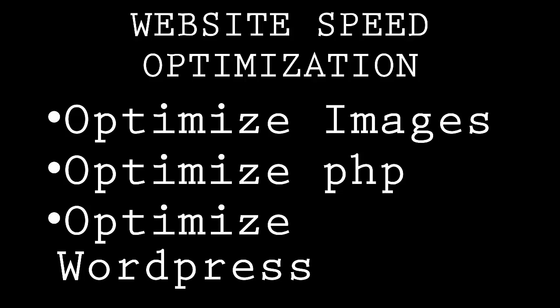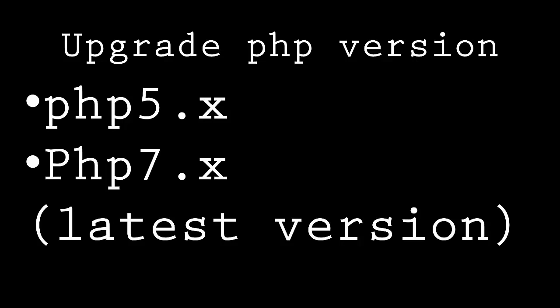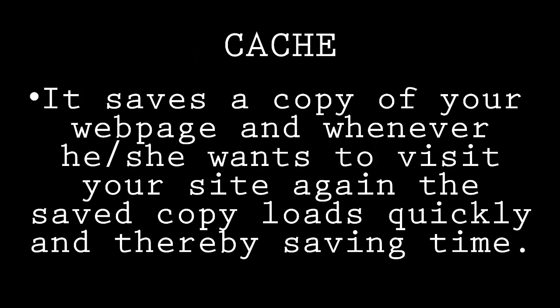There are 3 important things you must do in order to achieve this. You have to optimize images, you have to optimize your PHP, and you have to optimize your WordPress. Most WordPress websites use PHP 5 and you must upgrade it to PHP 7, and this will make the website load faster. You must use cache in your website because if you don't, then the WordPress must generate your website every time there is a request from the user. But if you use cache in your website, it saves a copy of your web page, and whenever he or she wants to visit your site again, the saved copy loads quickly and thereby saving time.